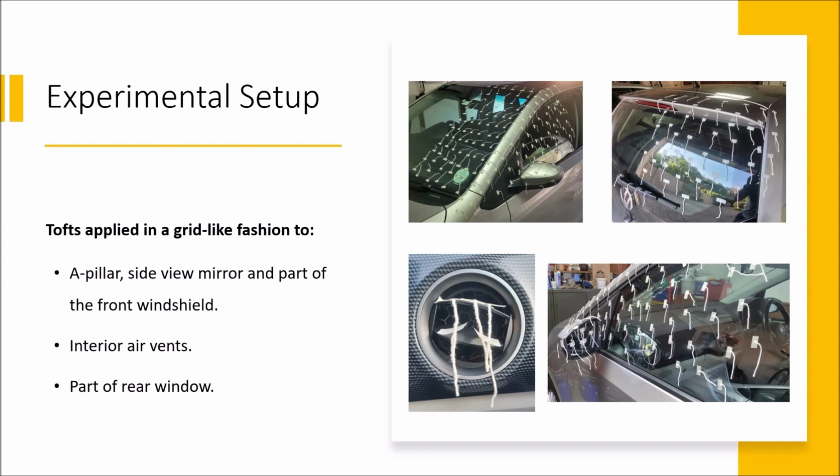These tufts were then applied to the vehicle in an almost grid-like fashion in the required areas, which at the front of the car includes the A-pillar, the side view mirror, and part of the front windshield. In the interior of the vehicle, tufts were applied in front of the left and right air vents. At the rear of the vehicle, the tufts were applied in the middle of the spoiler as well as on the trailing edge to visualize the flow separation at the edge.